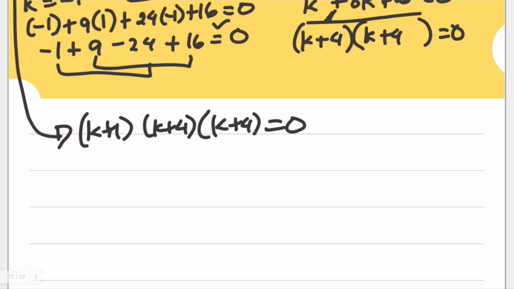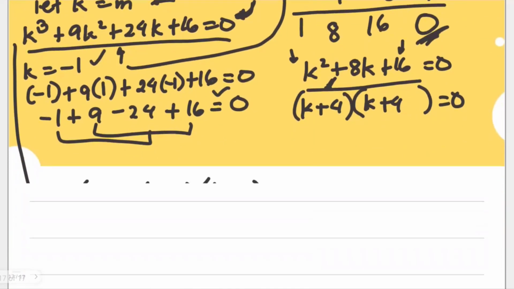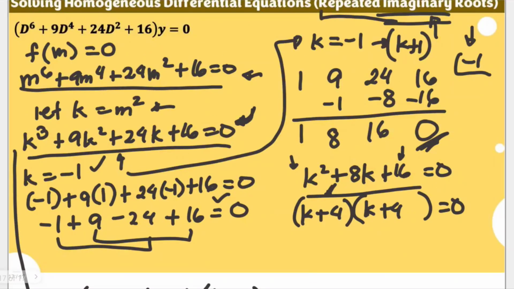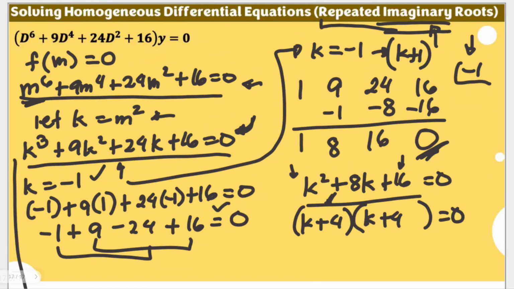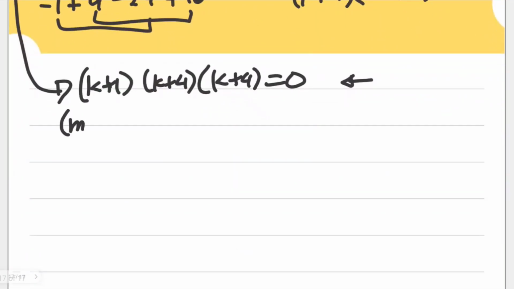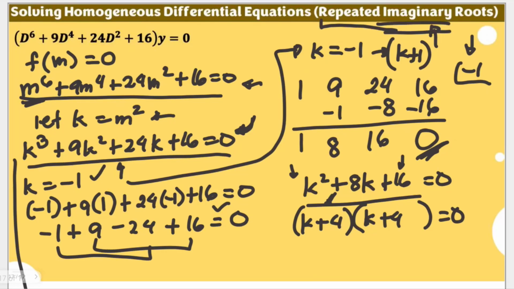Before we solve the values of k, we can now return to the representation for k, which is m squared, because it's the m that we're solving for. Because here we only have 3 k's, and since it's m to the power of 6 in the original auxiliary equation, we're expecting 6 roots. So this time, we will substitute m squared plus 1, m squared plus 4, m squared plus 4 equal to 0. As you can see, there is already a repetition here, and hence we have verified this first claim, repetition.